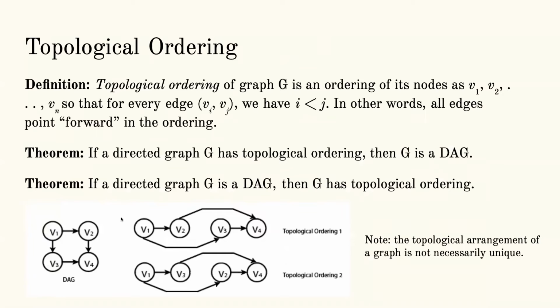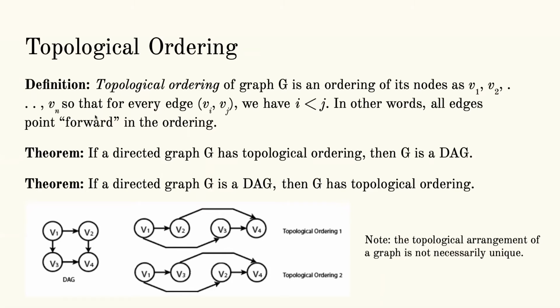Here in this image below, you can see that we have a DAG, and then there are two topological orderings to flatten the DAG. So in this way, you can just arrange all the nodes in one line, and at the same time, all the edges can point to the same direction. Usually we refer to it as pointing forward. And there's an important note that the topological arrangement of a graph is not necessarily unique.